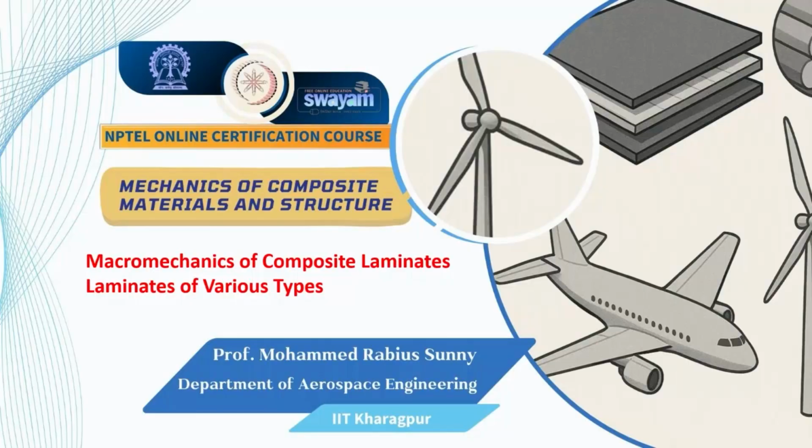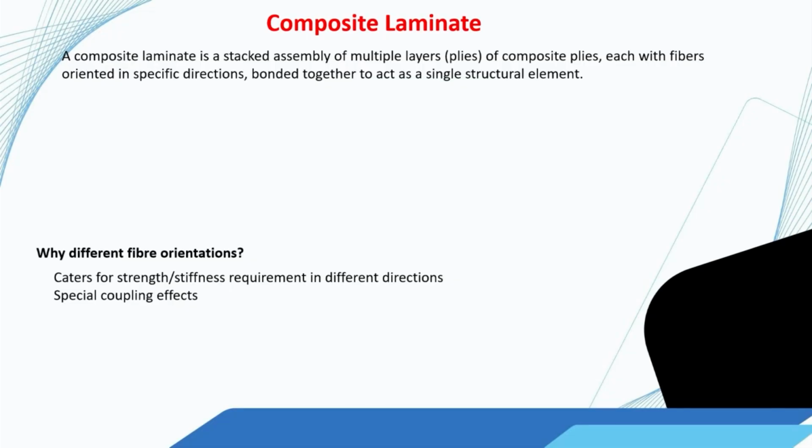Welcome to the fifth week of this course. So far we have talked about plies or lamina. We have seen how we can deal with the non-homogeneity of plies and the anisotropy of plies, and we have seen how we can transform the properties of plies with respect to one global XY system. Now, we are in a position to analyze the laminates. So, we look at the macromechanics of composite laminates now.